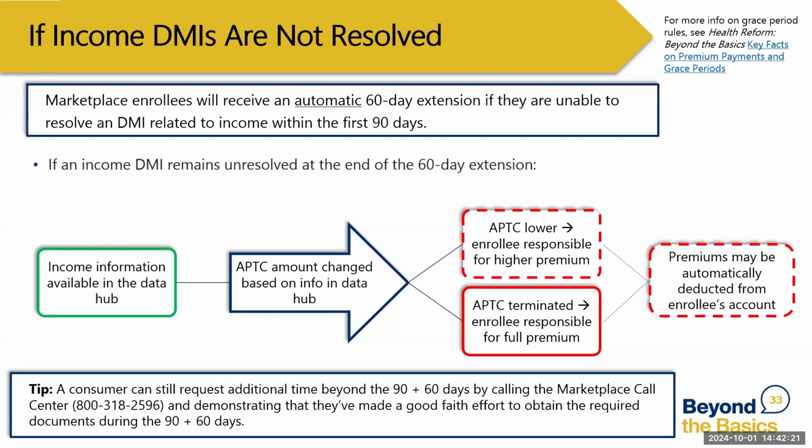So I would refer folks to the link at the top of this slide to familiarize yourself if you need to with those details, because they can get a bit technical. But the good thing to know is that additional extensions are also still available. If the person calls the marketplace call center and demonstrates that they're making a good faith effort to get the required documents, they can get another extension beyond that 60 days.